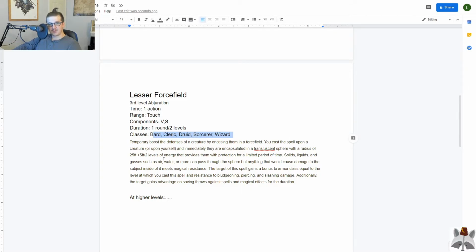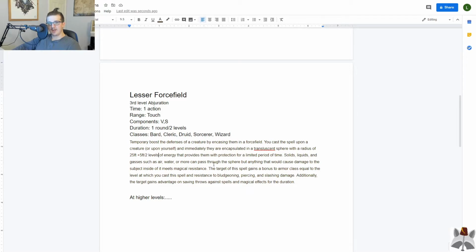So you cast the spell upon a creature or upon yourself. Immediately they are encapsulated by a translucent sphere with a radius of 25 feet plus 5 feet per 2 levels of energy that provides them with protection for a limited time. Solids, liquids, and gases such as air, water, or more can pass through the sphere, but anything that would cause damage to the subject inside meets magical resistance, as per normal flavor text.